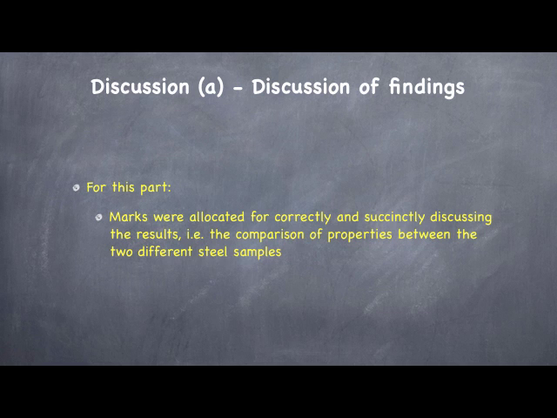Now, first part of discussion. For this part, marks were allocated for correctly and succinctly discussing the results, i.e. the comparison between the 2 different steel samples. So how did the various properties differ? So this is part A.